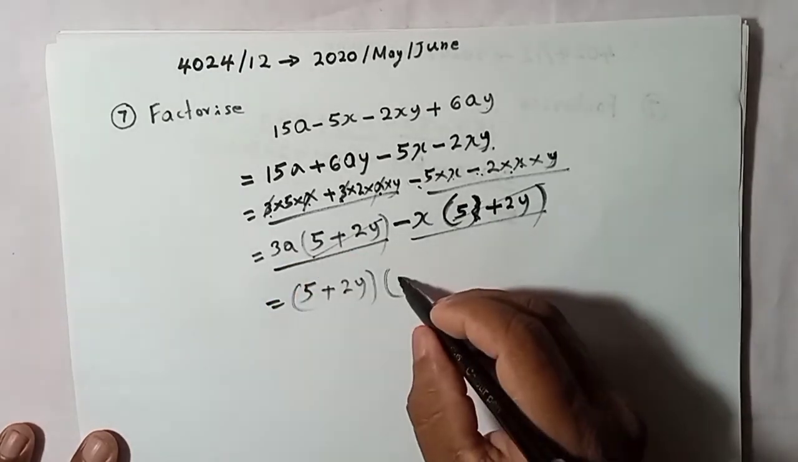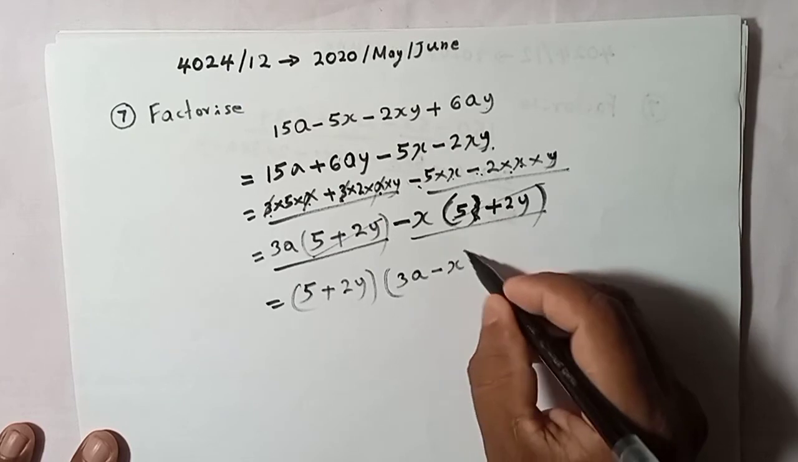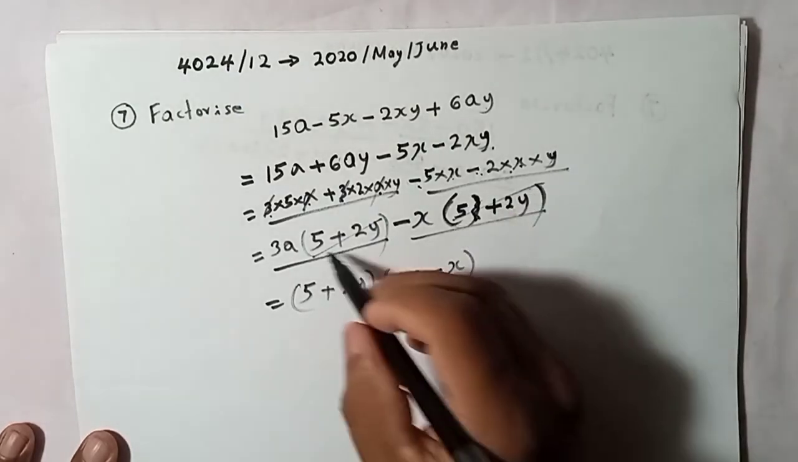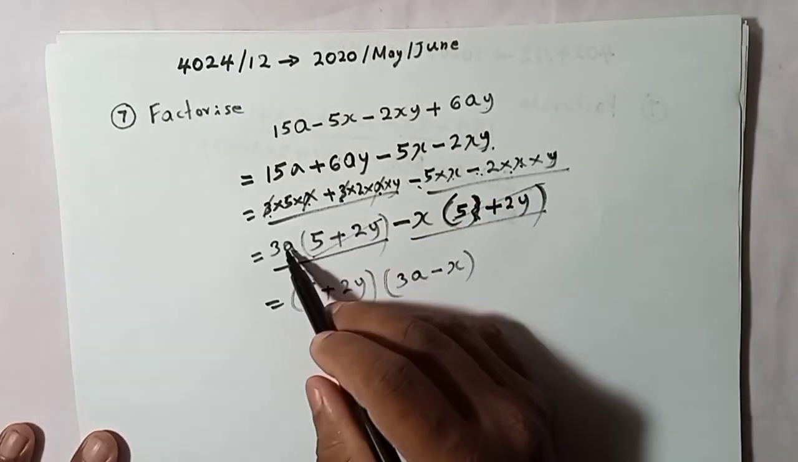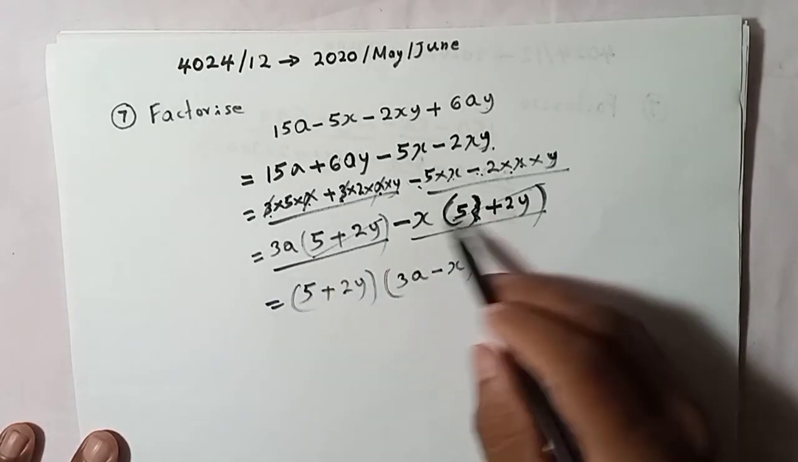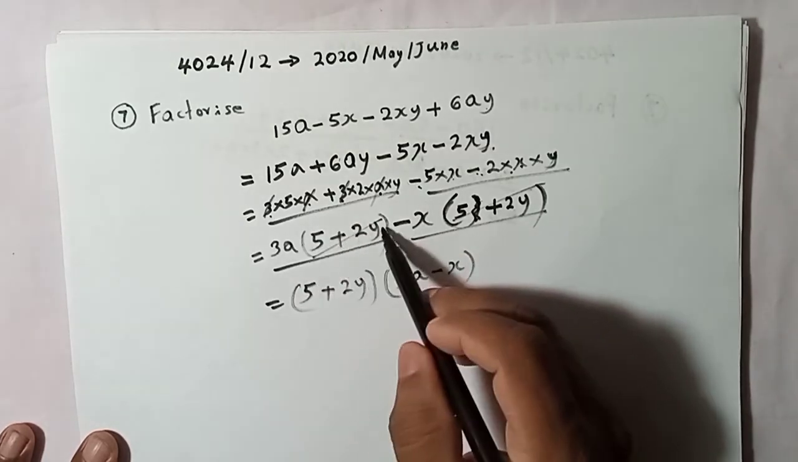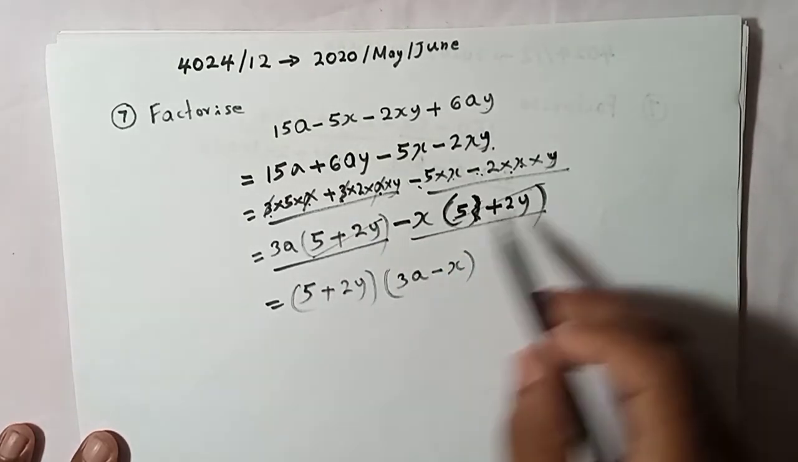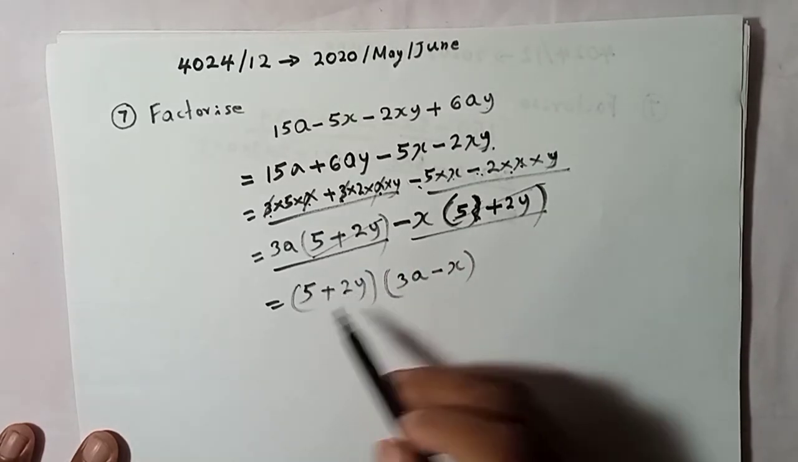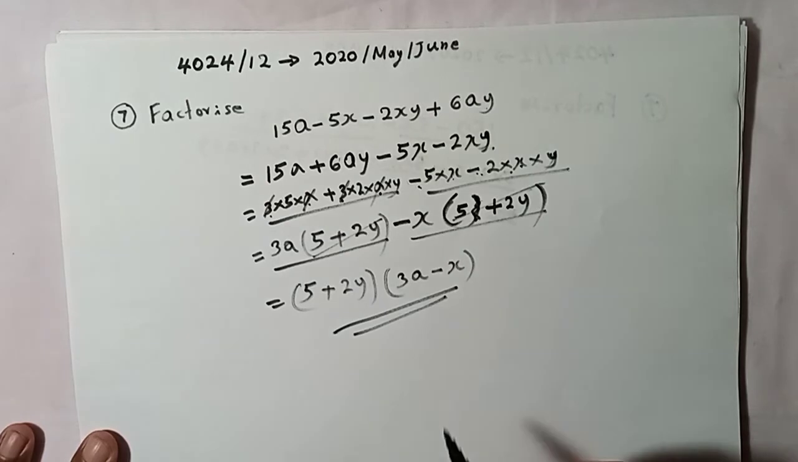Here the remainder is 3a, and here the remainder is x, right? After you get this to outside, you can think like I told you earlier, 3ay here, minus xy, because inside the bracket you have the same thing, 5 plus 2y, 5 plus 2y, so that is common, so I get that to outside, and here the remainder is 3a minus x. So this is the answer.